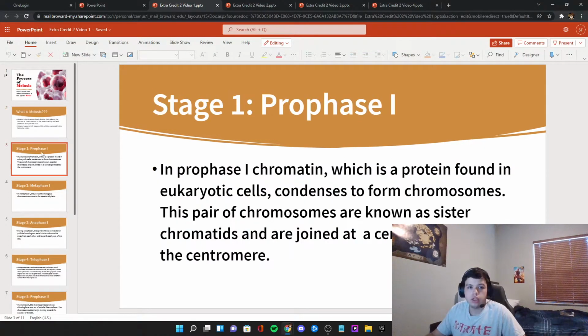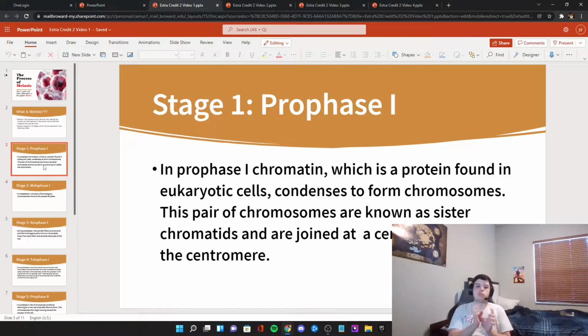So the first stage is prophase 1. In prophase 1, you're going to find this thing called chromatin. Chromatin is a protein that is found in eukaryotic cells. Chromatin condenses and forms chromosomes. The pair of chromosomes are known as sister chromatids, because a chromosome is one, a chromatid is double. They are joined at the center point, which is called the centromere. Basically, you have the chromatin, which condenses and forms a chromosome.